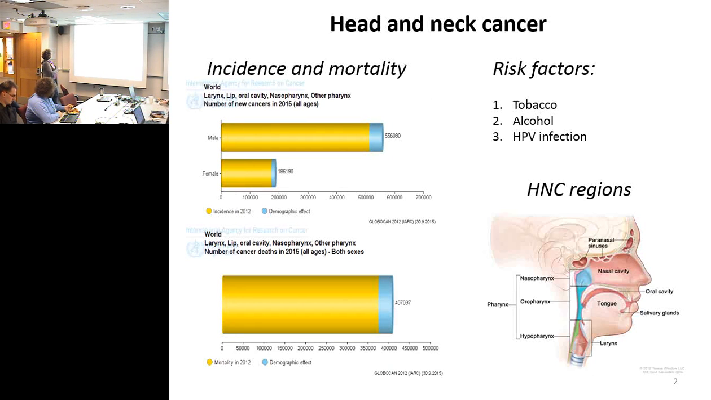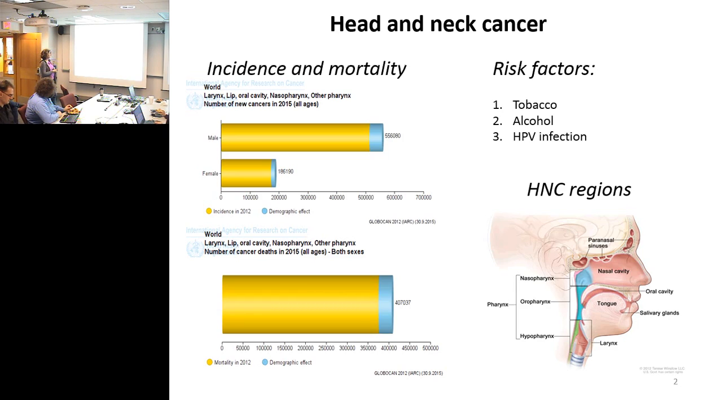This picture shows incidence and mortality. By the data of the World Health Organization, in 2015 this year, more than 740,000 new cases of head and neck cancer and more than 400,000 deaths were expected. Most of the new cases, 75%, occur in men. Head and neck cancer has a poor survival compared to other types of cancer. The 5-year survival rate is 50%.